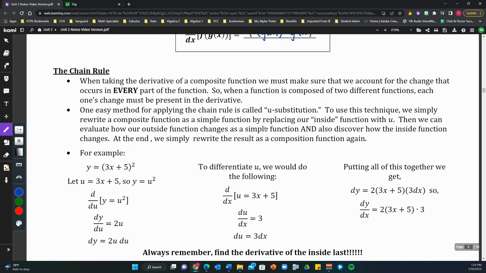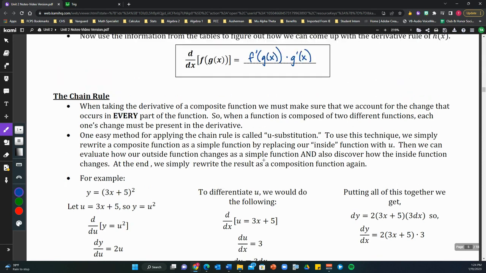So we simply rewrite a composite function as a simple function by replacing our inside with our U. So when we identify our inside function or the g of x, instead of writing it as f of g of x, we're going to pull that out and make it f of u. And then we will take the derivative of that result.